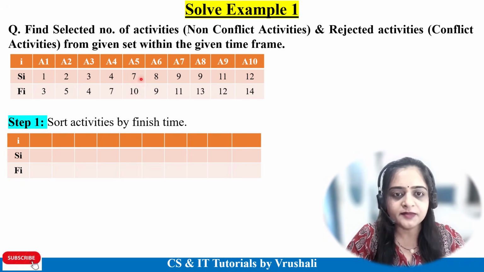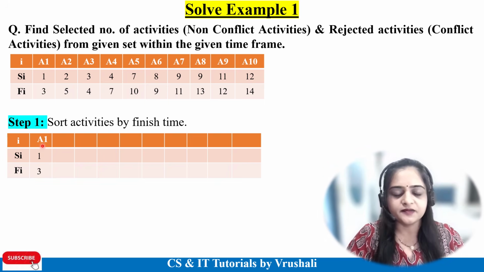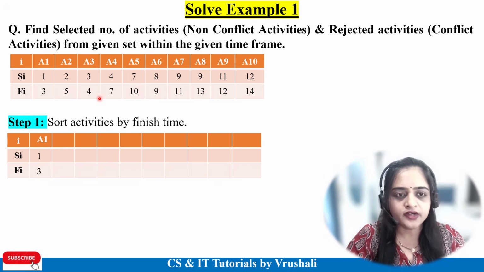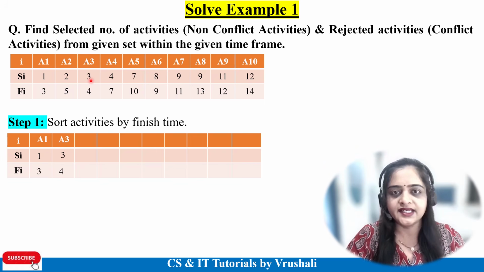So which one is the minimum finish time? 3. So just write down 3 here. Its start time is 1 and its activity number is activity 1. Clear? So after 3, 4 is there. Okay, just in ascending order. So just mention here 4. Its start time is 3 and its activity number is A3. Clear? Again in this way.